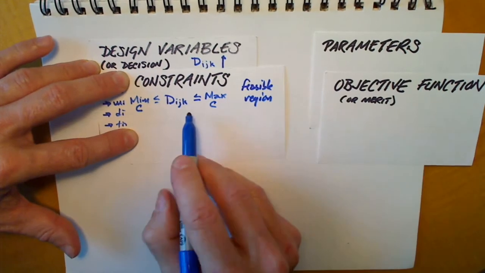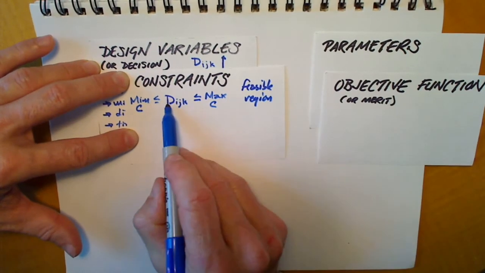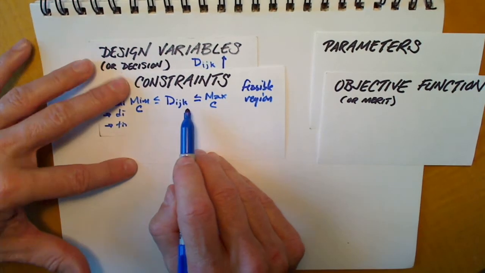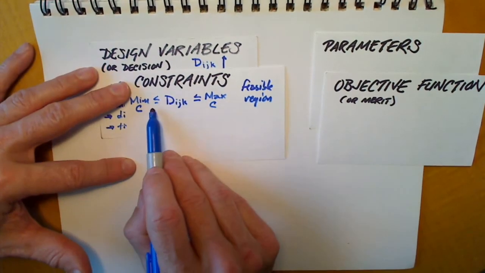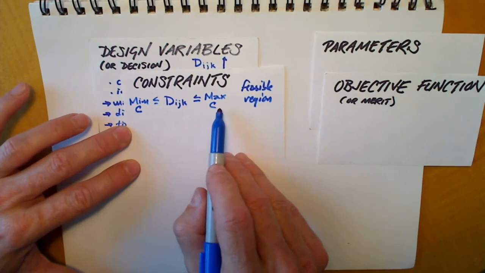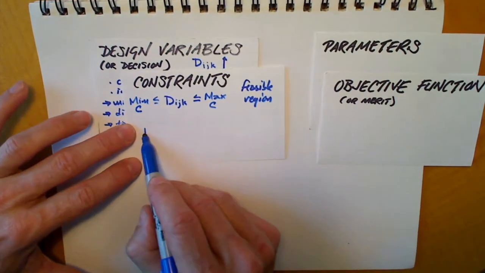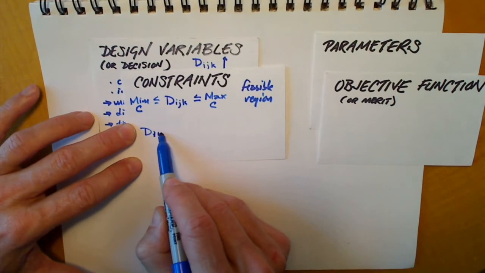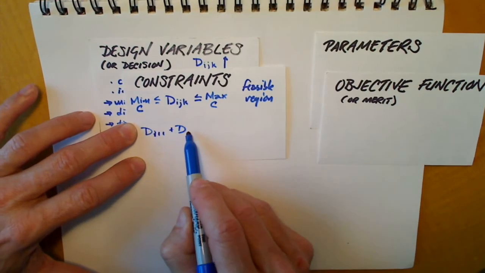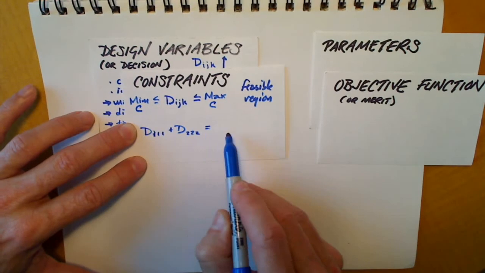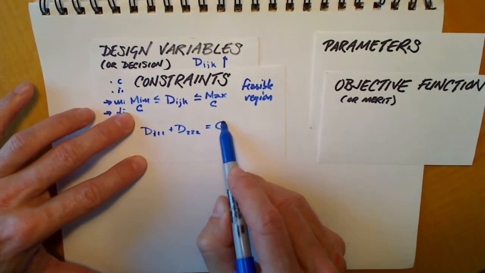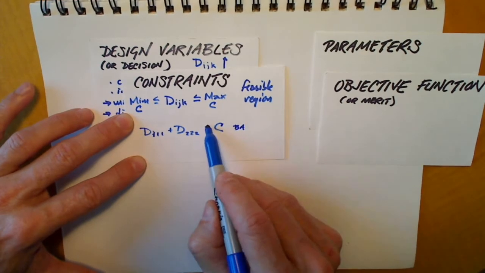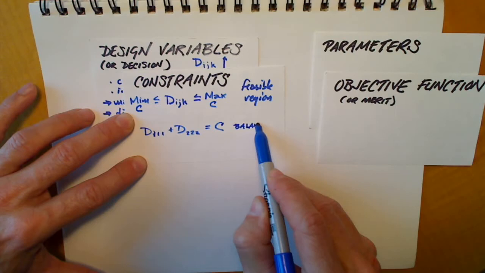So what's a feasible region? It's the combination of design variables, any combination that satisfies all of the constraint equations. In this case, I've shown two inequality constraints. There could be some combination of design variables. Let's say any example will do that equal some constraint.